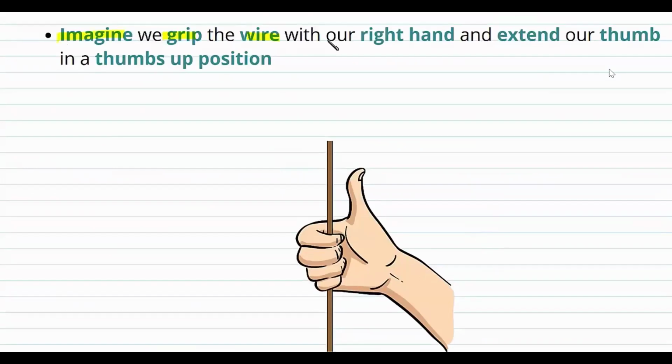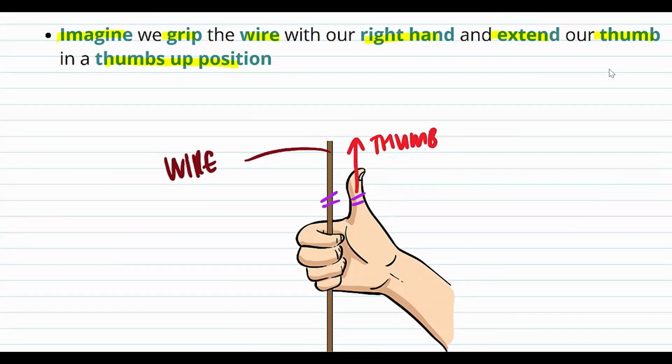Imagine if we grip the wire with our right hand and extend our thumb in a thumbs-up position. So here's the wire. Here's our thumb pointing upwards parallel to the wire. So the wire and our thumb are parallel. And this is our right hand.